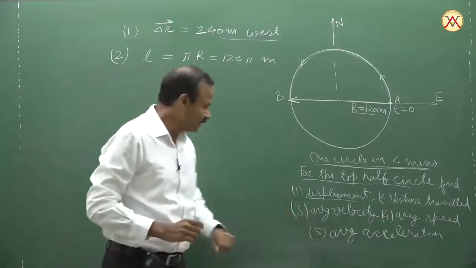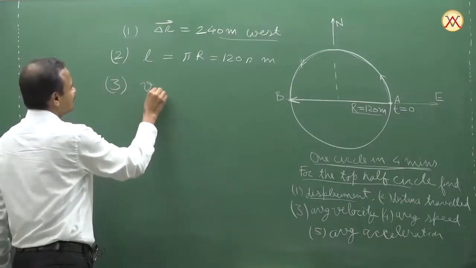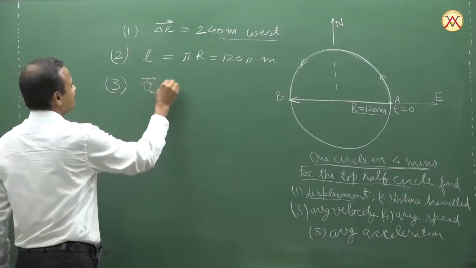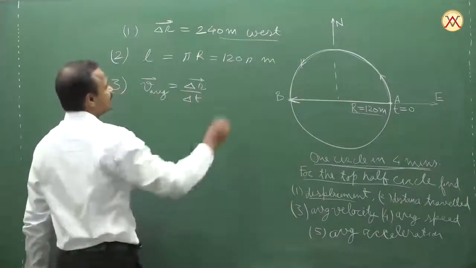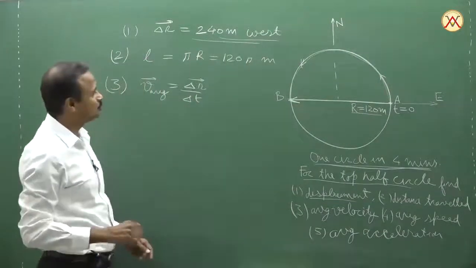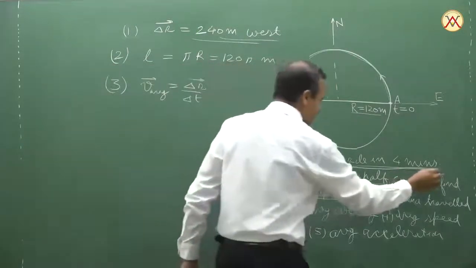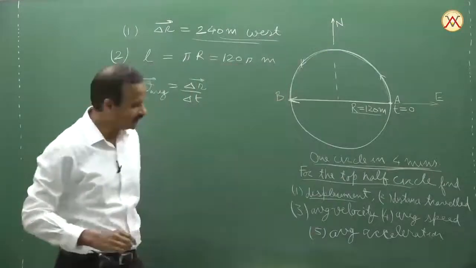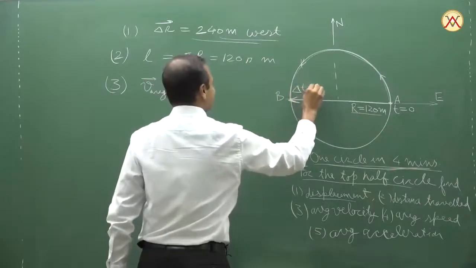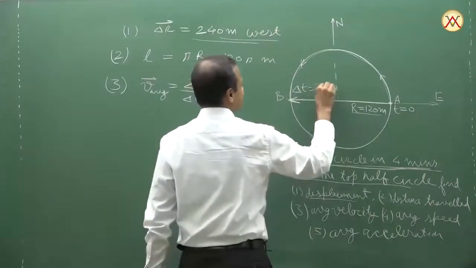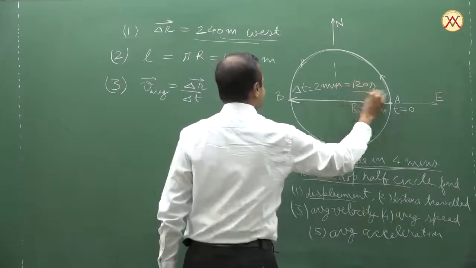Third one, average velocity. Average velocity, we know, is defined as the delta r vector, the displacement vector, upon the time duration. Displacement we have already got as 240 meters west. We just have to divide this by time. The question says the person completes the circle in 4 minutes. So delta t for covering this half circle will be 2 minutes, which is 120 seconds.